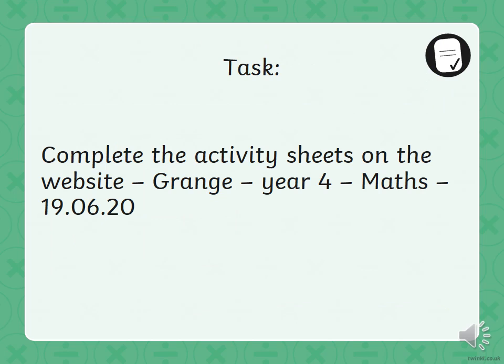Okay, so what you're going to do now is complete the activity sheets on the website. It's dated 19/06/20, and make sure you also do the assessment for the time unit, and send it over.